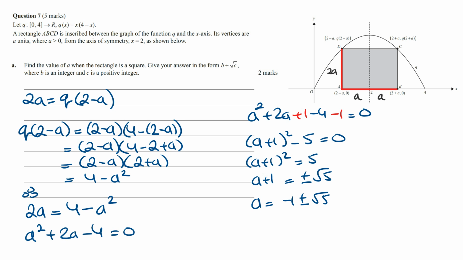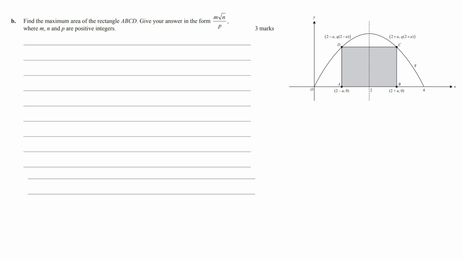We're told that a is larger than 0. And since a is larger than 0, then this means that a can only be minus 1 plus root 5 in the form required. Find the maximum area of the rectangle ABCD. Give your answer in the form m times root n over p, where m, n and p are positive integers.